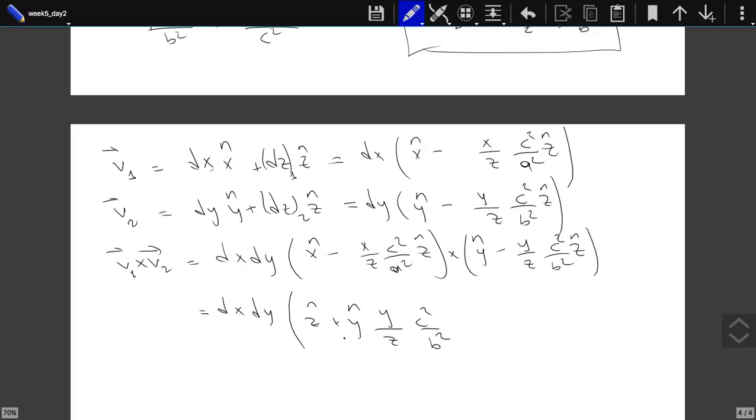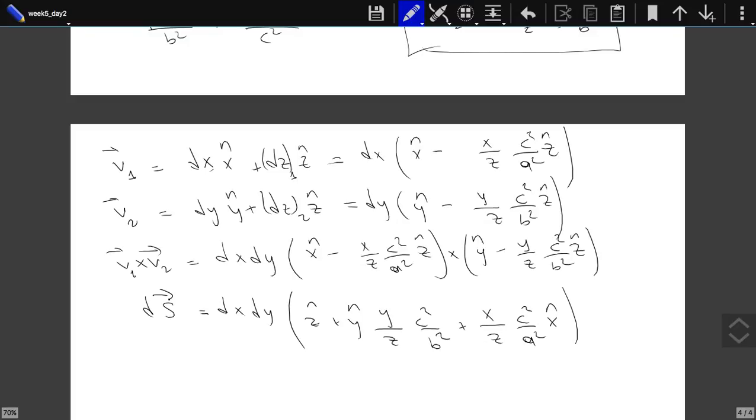Then z hat cross y hat. Z hat cross y hat is minus x hat. So again, plus x over z, c squared over a squared, x hat. And z squared cross z squared, 0. So this is my vector product. This is my ds vector, if you would need it.